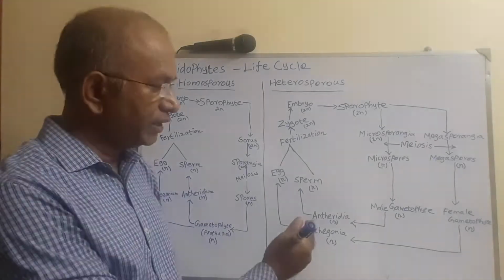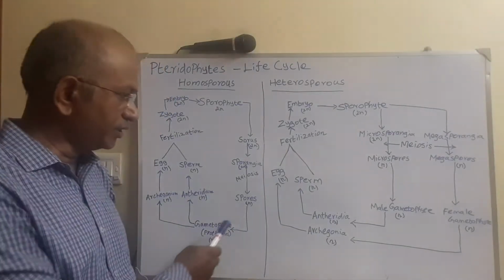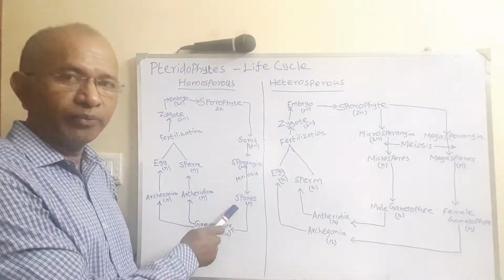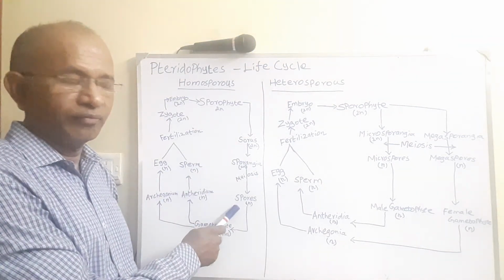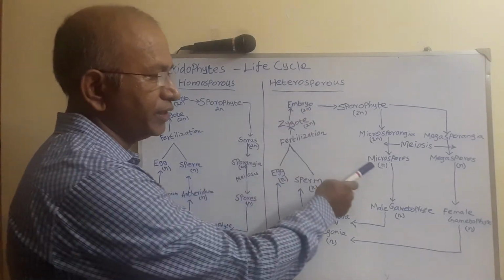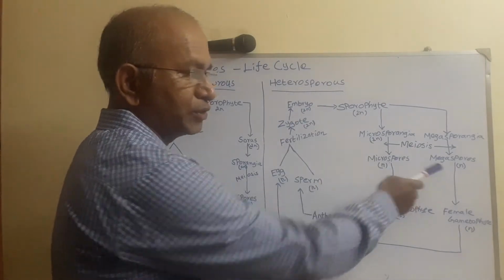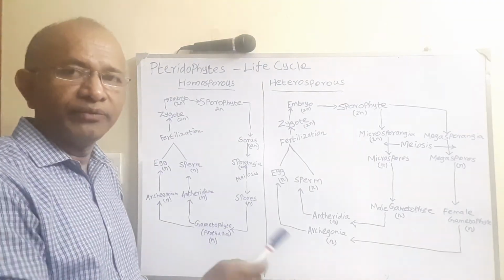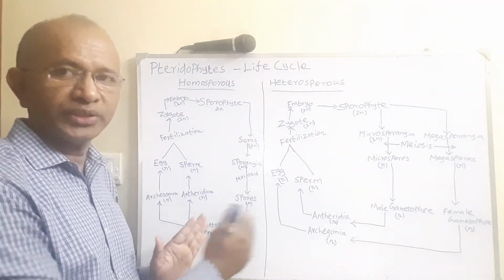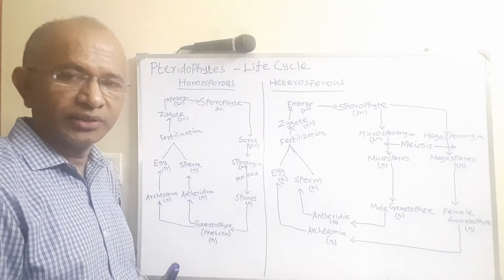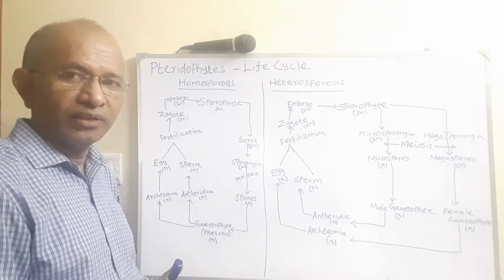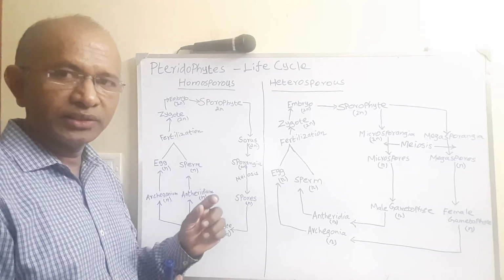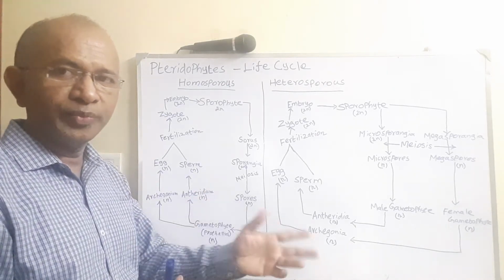So now if you compare this with the homosporous condition, in the homosporous we got only one type of spore, but in the heterosporous condition we have microspores and megaspores. So here both differ. That is, the homosporous and the heterosporous differ in what type of spores they produce. Either the spores are going to be the same or they are going to be different.